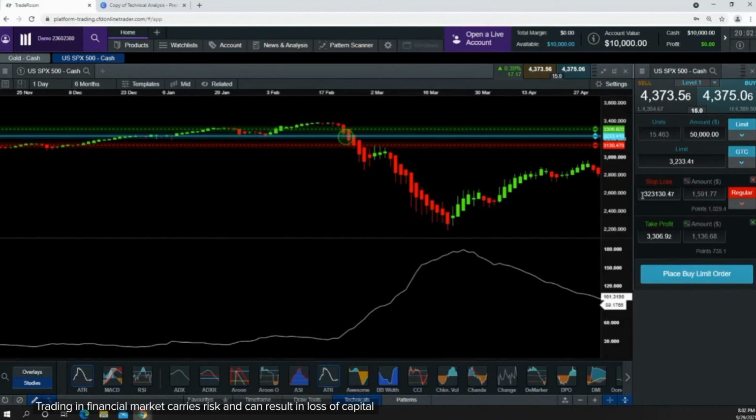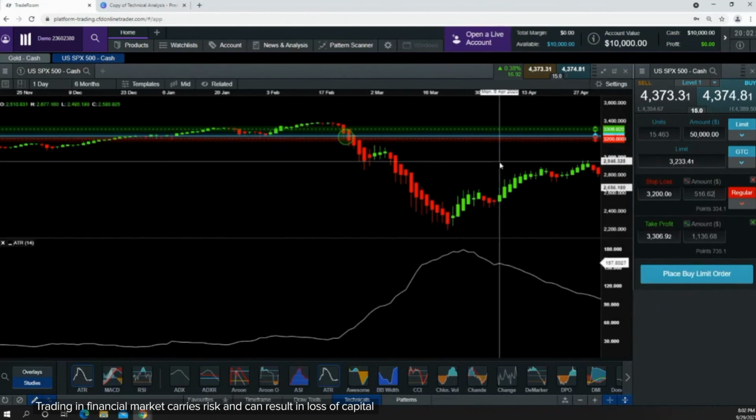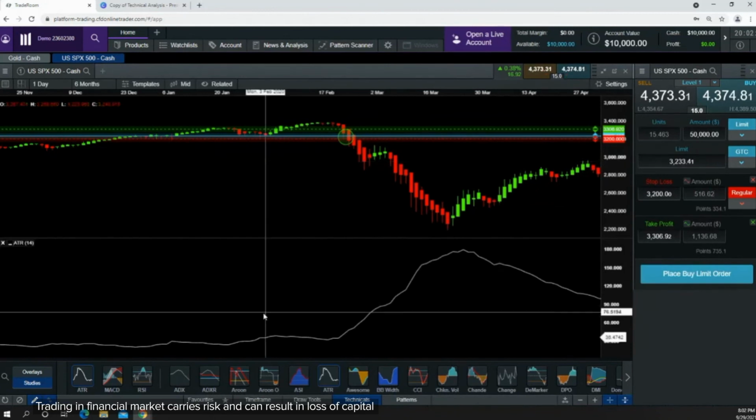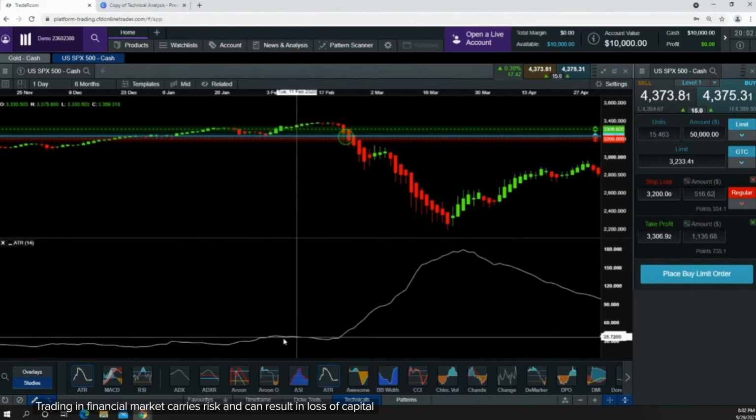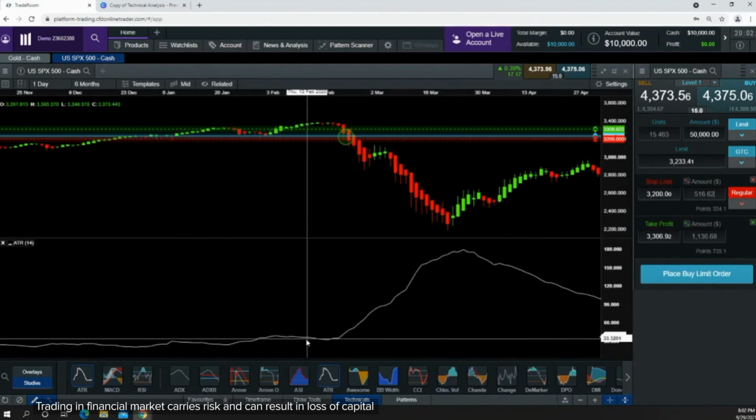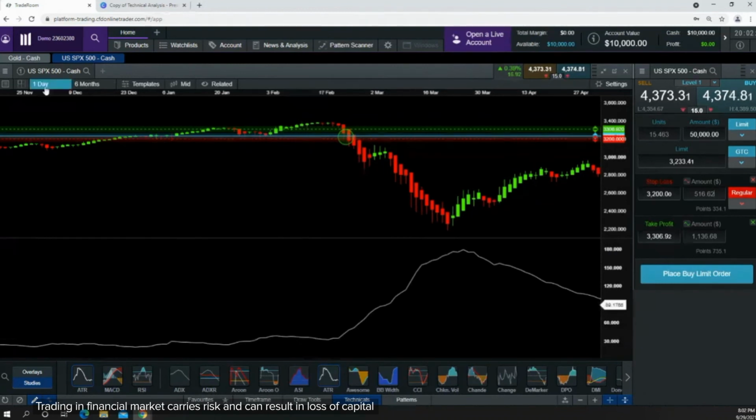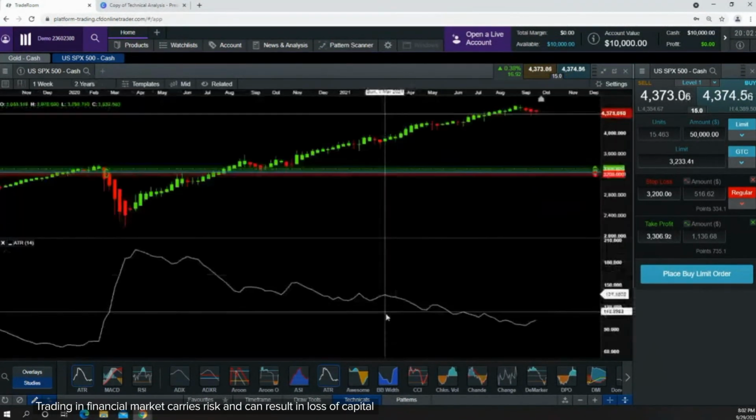So 3200, right? Because if it goes down by $30, it is best for you to exit, because that is the average true range as per a daily chart. But now, if you were looking to buy SPX and hold on to it for a week, then you can look at it on a weekly time frame.